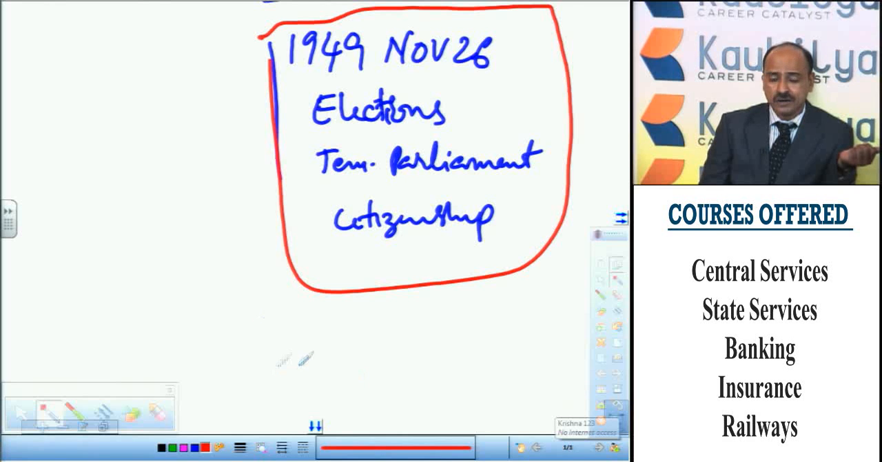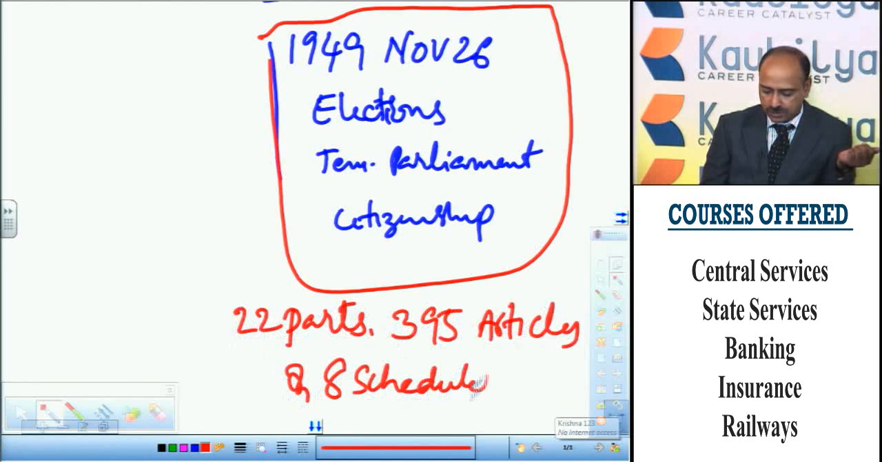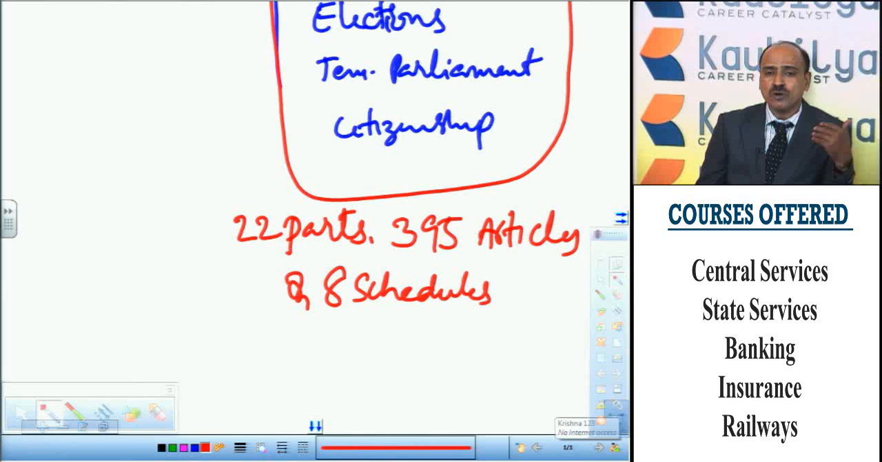Basically, our constitution had 22 parts, 395 articles, and 8 schedules. A constitution is just like a textbook. What a textbook explains, the constitution also explains. The British Magna Carta is non-detailed and not clear, but a textbook is very clear. The same way, our constitution is very clear. The Magna Carta or the acts the British made in our country were not clear. Our constitution was very clear. We drafted 22 parts, 395 articles and 8 schedules.